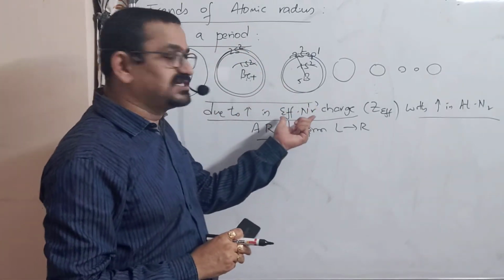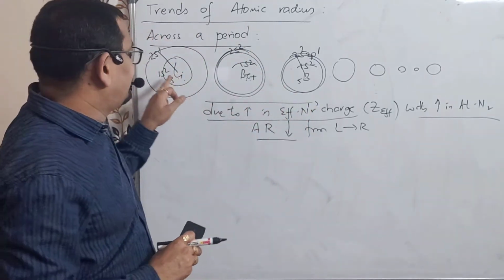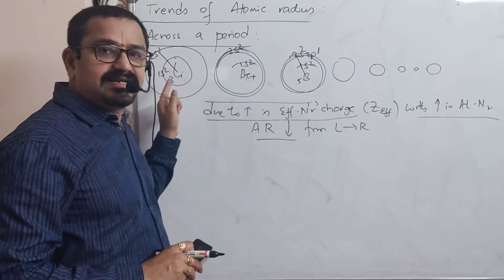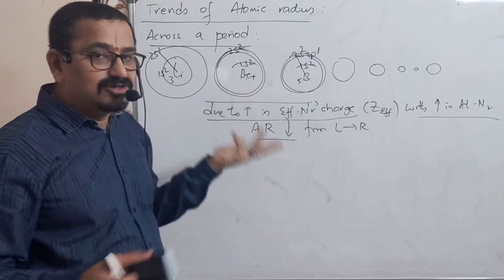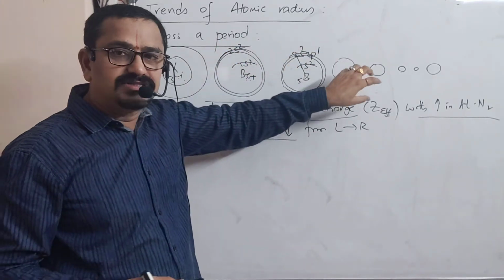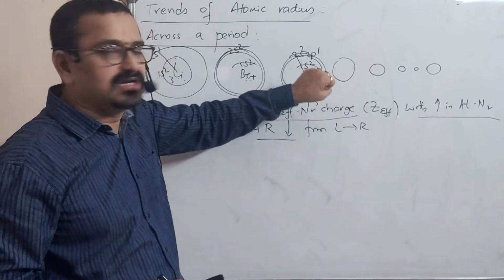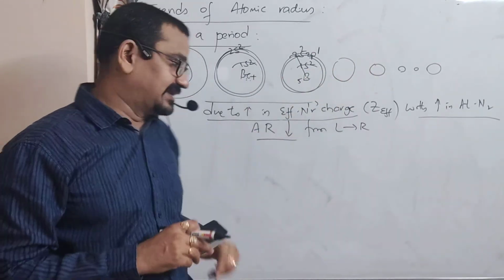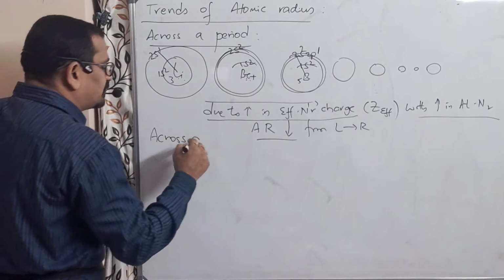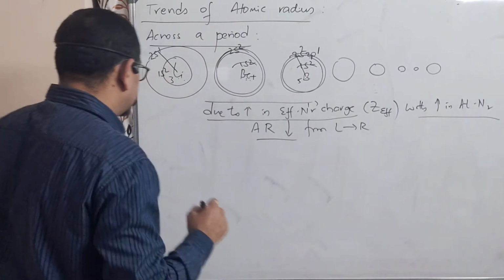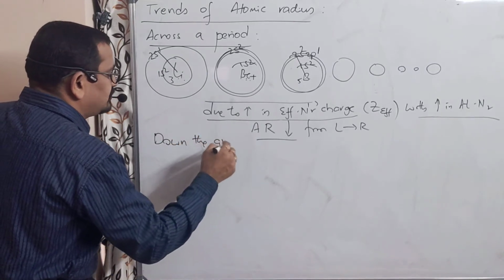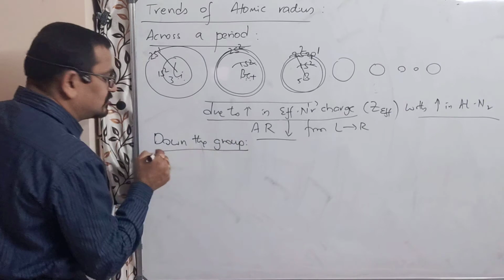Why does effective nuclear charge increase? Tell me. With increase in atomic number, the distance between the increased positive and increased negative charge is not varying. So they come closer and are held together to the nucleus. Electrons come closer and are held more strongly, so atomic radius decreases. The same thing across a group, or rather down the group. Instead of across a group, better we use down the group. How does atomic radius vary down the group?